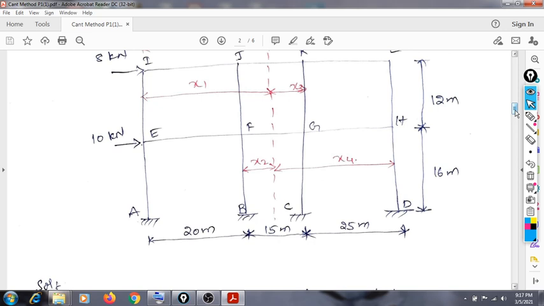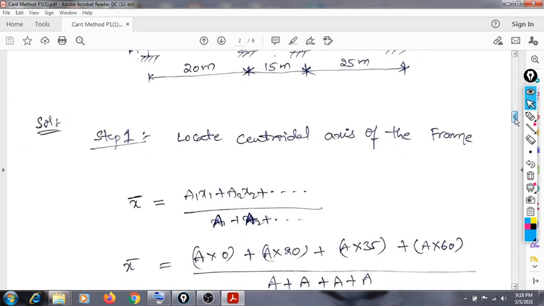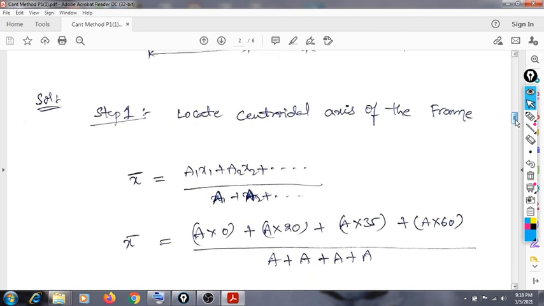One thing every student must do is become familiar with the question first. At least half a minute to 1 minute has to be given to the question so that there will be no mistake when solving the problem. You have to read the question carefully while solving. Step 1 is to locate the centroidal axis of the total frame.